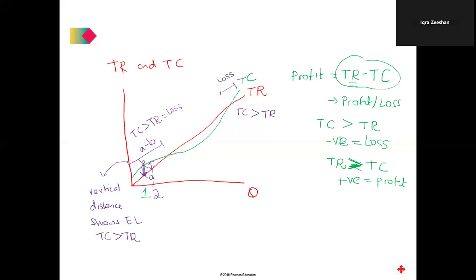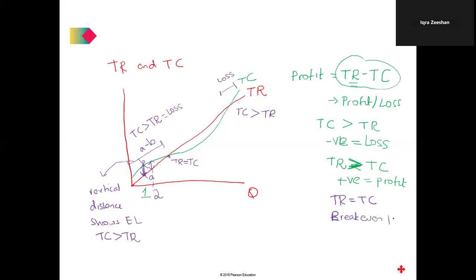Now let us look at the point of intersection. The point of intersection is the point where total revenue is equal to total cost, and this point is the break-even point.